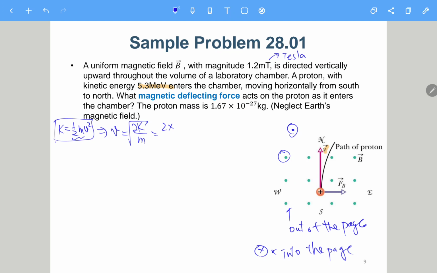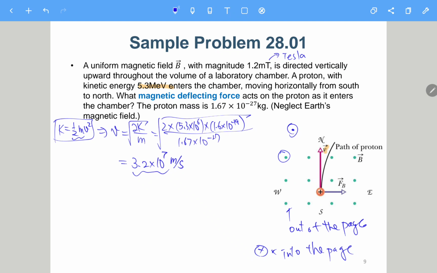So we have 2 times K, which is 5.3 times 10 to the 6th power, times 1.6 times 10 to the minus 19, over the mass of the proton, 1.67 times 10 to the negative 27th, and then take the square root of the whole term. So the velocity is 3.2 times 10 to the 7th power meters per second, which is quite fast. More than 1/10 the speed of light. Really fast.